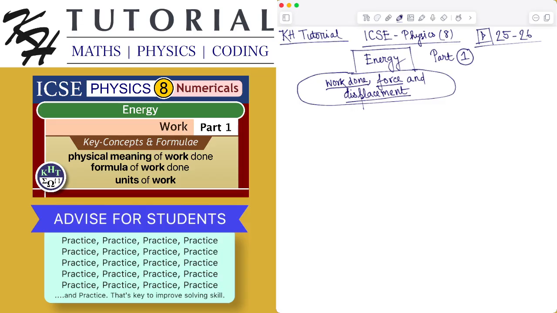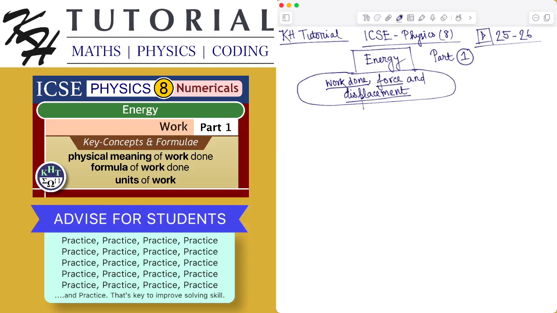Okay, so in physics, work is said to be done on a body when a force is applied, and that force causes some change in the motion of the body, or in the size or shape of the body, or in the position of the body. By change in motion of the body, I mean the applied force could increase the speed of the body, it could decrease the speed of the body, or it could stop a moving body, or it could start moving a body at rest.